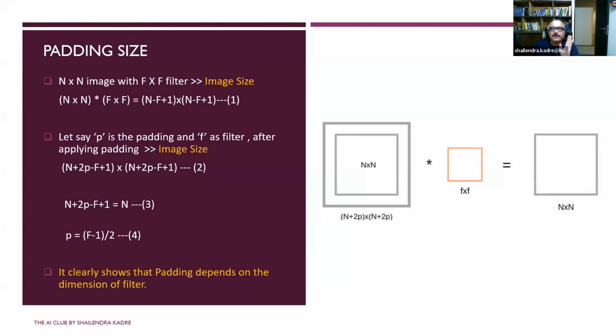So there is a chance that you will lose some details in the corner edges. You want to preserve the size of image after convolution. So you have to give padding. So how much padding will be required? That padding will be p is equal to f minus 1 by 2. That is the size of padding which will be required to conserve the size of image after convolution. Okay. So this is a special case where we want to give more importance to the details which are there towards the edges of the image.